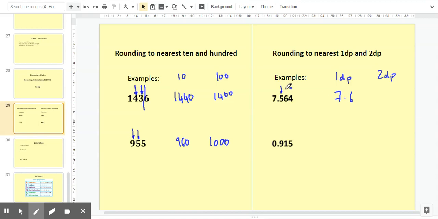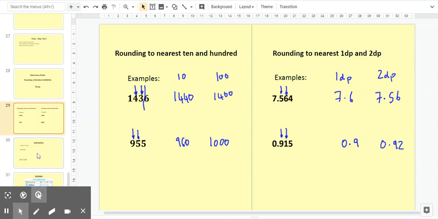To two decimal places, we look at the second decimal place. It's a 4, so we round down. So it just stays as 7.56. Here, to one decimal place, we look at our first decimal place, it's a 9. There's a 1 next to it, so we round down. Just stays as 0.9. For the second decimal place, there's a 5 next to it, so we're going to round up to give us 0.92.